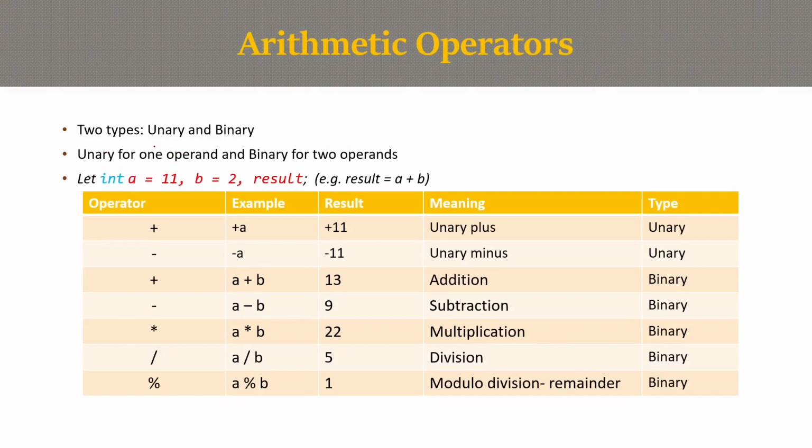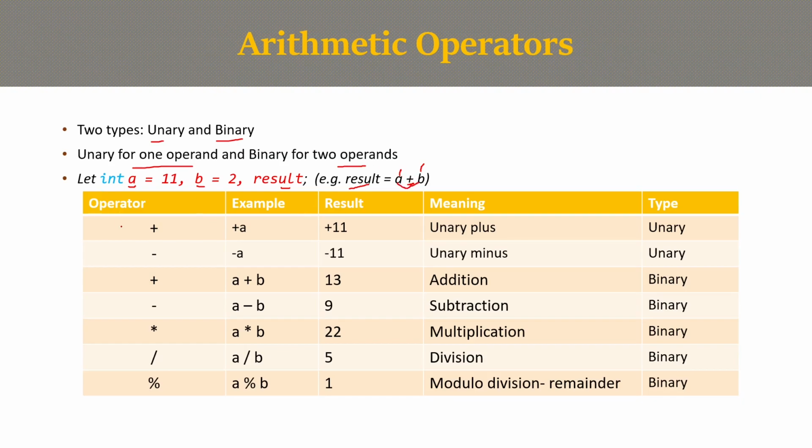Arithmetic operators are of two types, unary or binary. Unary operators are for one operand, as the name suggests, and binary is for two operands. You can see an example here. We have three variables, A, B, and result. Here we are basically doing the summation of A and B and storing the summation in the result variable. So here A and B are our operands, and the plus symbol is the operator. This plus operator is binary because it is used for adding two operands, which are A and B.